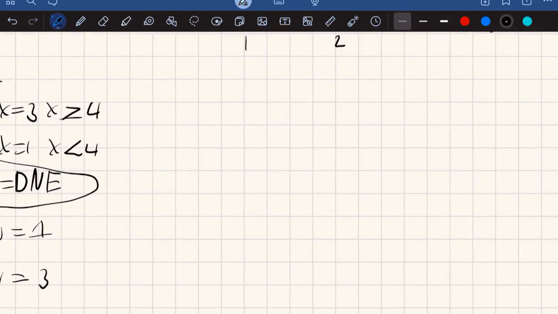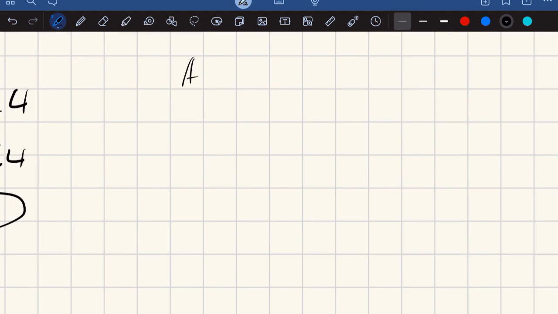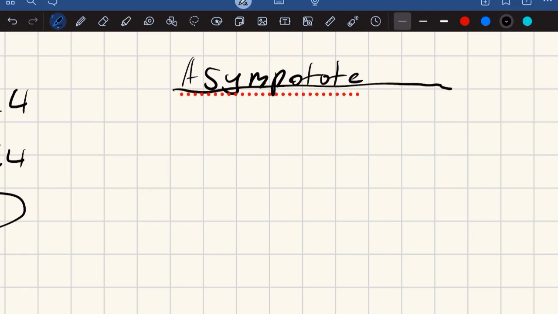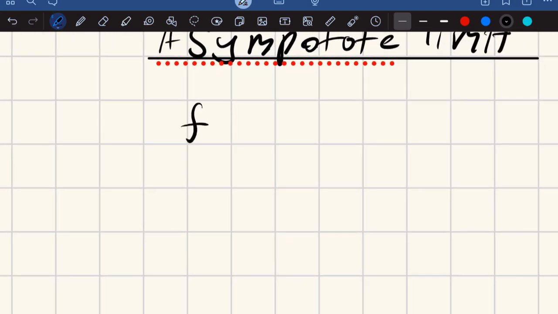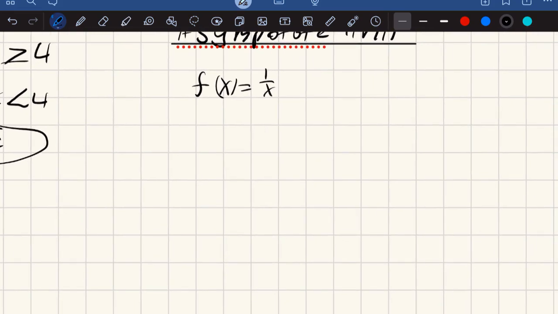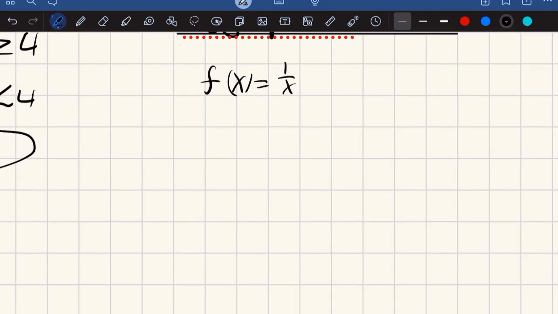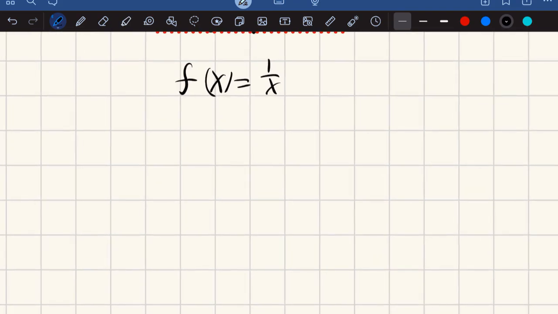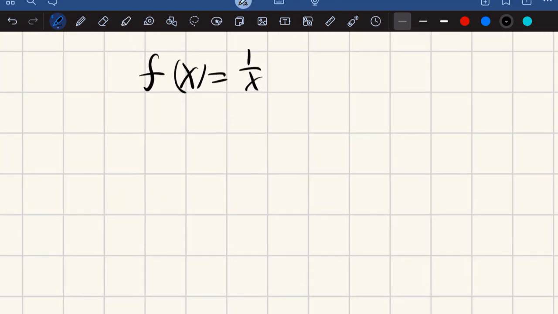Another type of limit that we should understand is asymptotic limits. What this is, is just a limit at an asymptote. So consider the function f of x equals 1 over x. Just on a side note, it's really helpful for this class if you're able to picture a function in your head without having a graphing calculator.